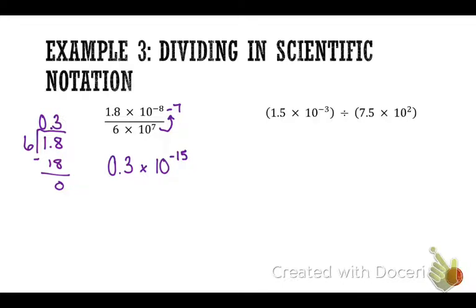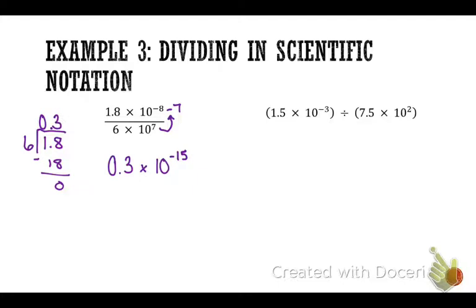But this number is not in scientific notation. Why not? Oh, because it's less than 1. It's not greater than 1, right? 0.3 is less than 1. So now we have the opposite problem. Now our number is too small. So which way do I need to move my decimal to get me a number within the correct range?